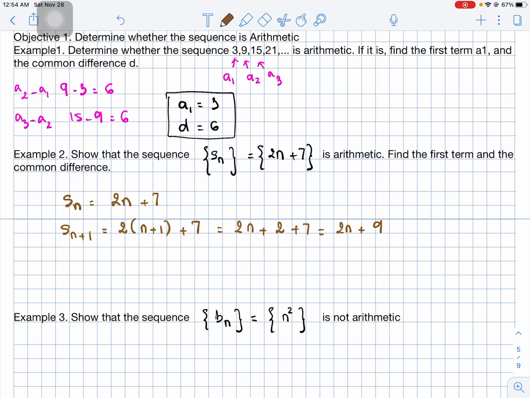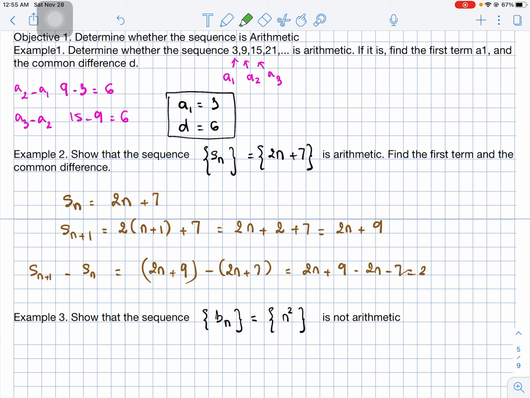Then we want to show that that sequence is arithmetic. We just find the difference. We will subtract. So S of n plus 1 minus Sn. So we get 2n plus 9 minus 2n plus 7. And we will get the answer is 2 because we open parentheses and combine like terms.